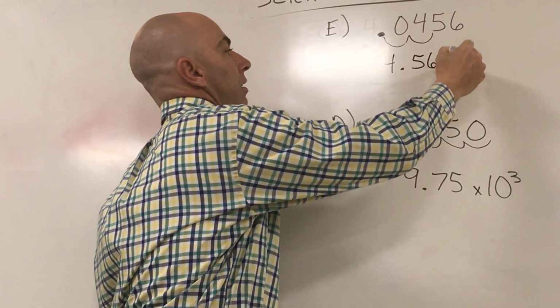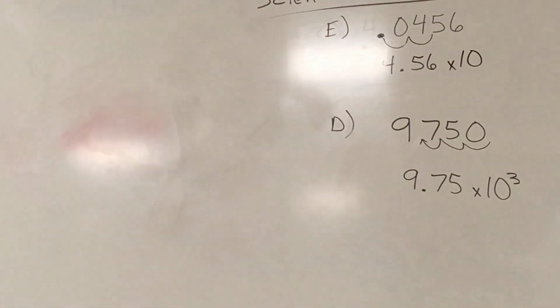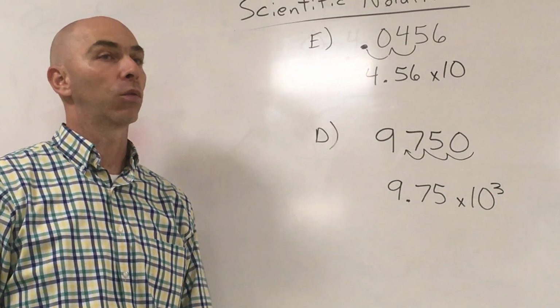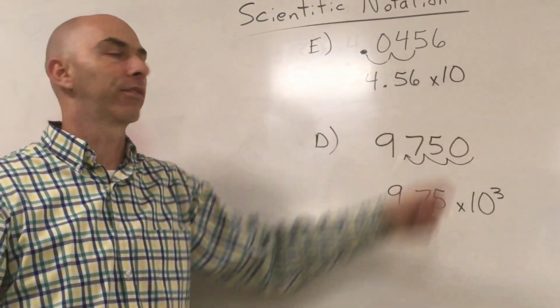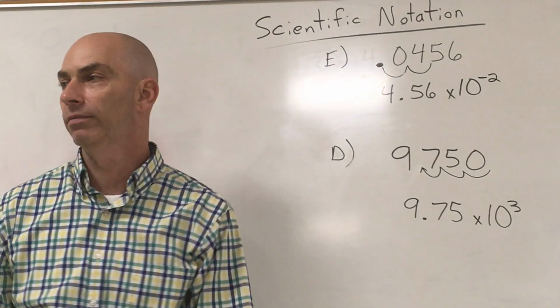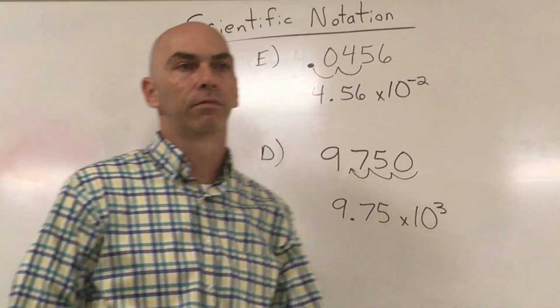So it's 4.56 times 10. Now, was that number to begin with greater than 1 or less than 1? Less than 1. Less than 1, so the power is going to be a negative. So I move it 2 places, it's negative 2.